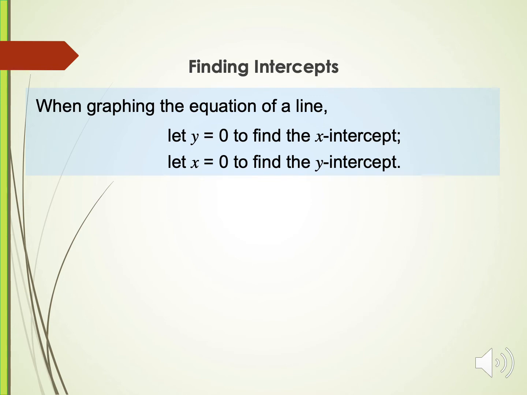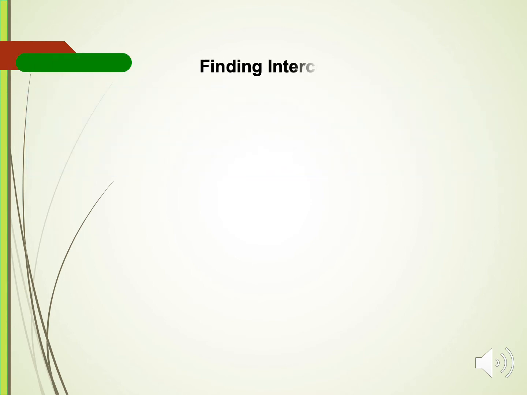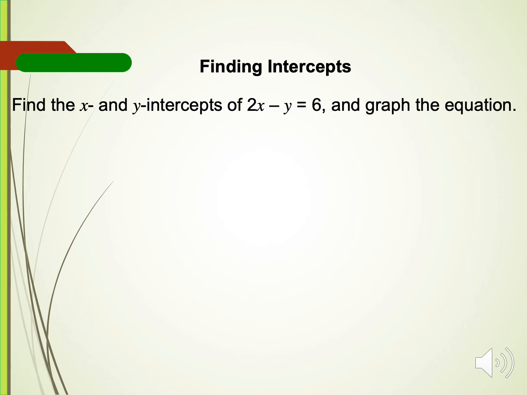Okay, so for example, you are given the equation 2x minus y equals 6, and you are going to graph that equation in the rectangular coordinate system. So you need to have 2 points, and that is the x and the y intercept. Remember, in geometry, 2 points determine a line, so we only need 2 points, the x and the y intercepts, in order to graph the equation 2x minus y equals 6.